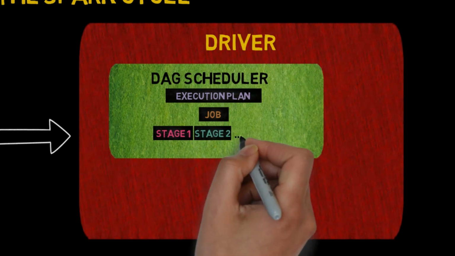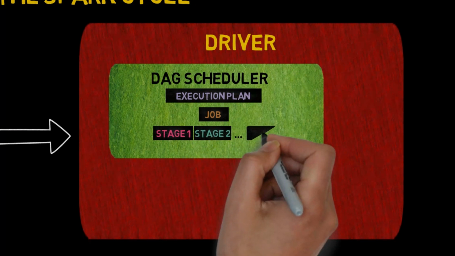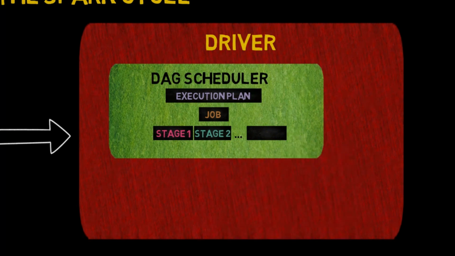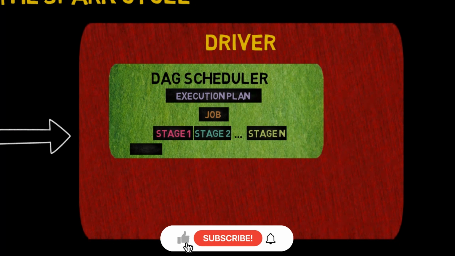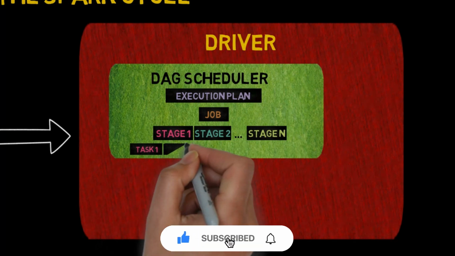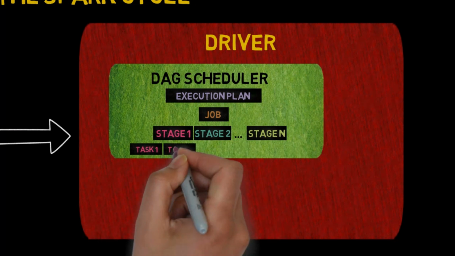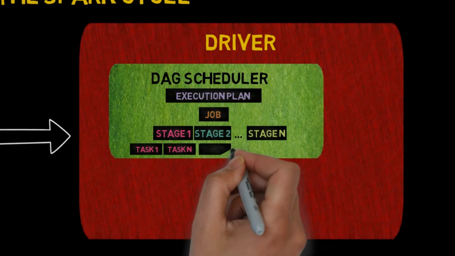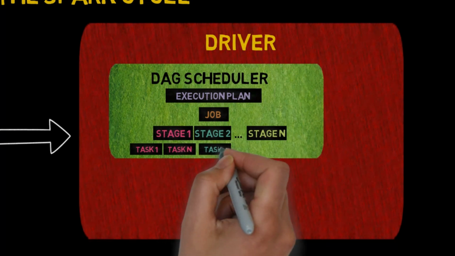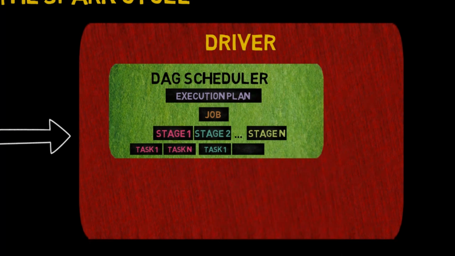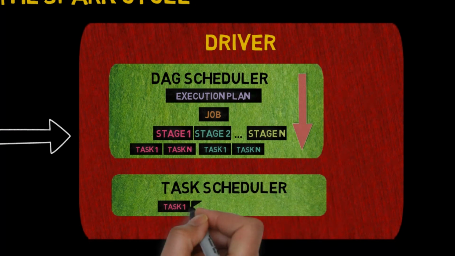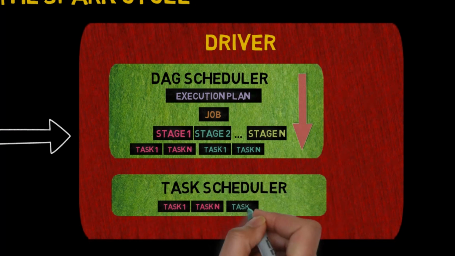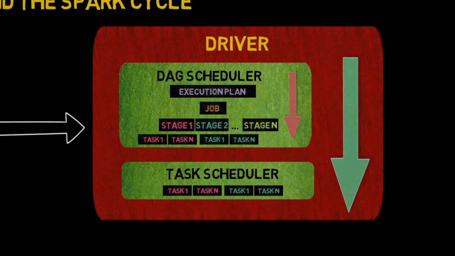A stage in Spark is a set of tasks that can be executed in parallel, determined by shuffle boundaries. A task is the smallest unit of work in Spark and represents a single operation on a partition of data. Tasks are executed by executors in parallel across the cluster, and each stage contains multiple tasks that process different data partitions. The task scheduler is responsible for assigning tasks to the executors on the worker nodes.